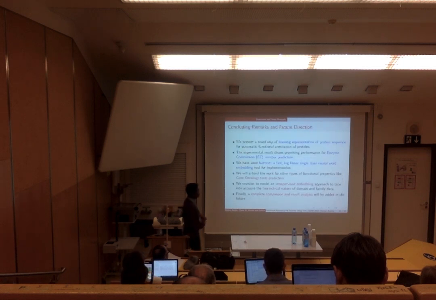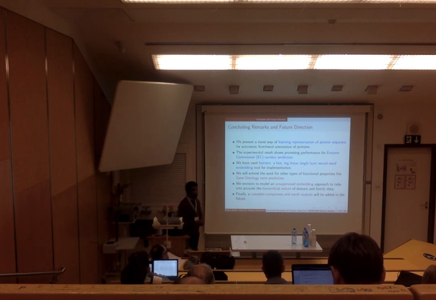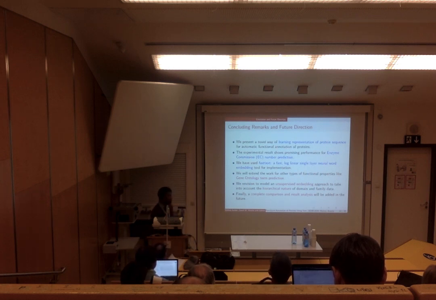I'm almost at the end of the talk. What we presented here is a different way of learning representations of the sequence, using some domain-specific knowledge. We have shown promising performance for enzyme commission number prediction. And we have used Fasttext, which is a fast, shallow neural network-based word embedding tool.